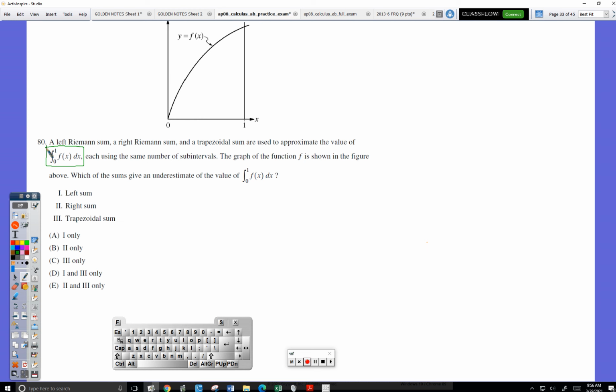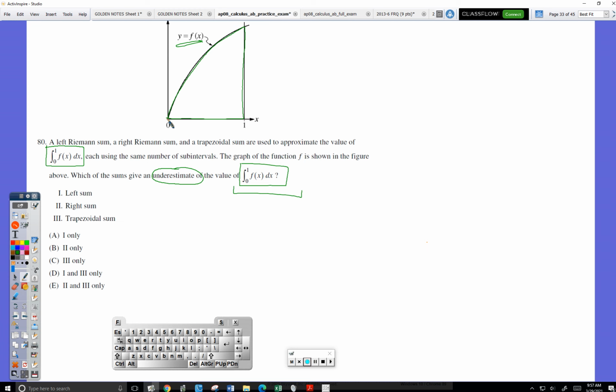I'm going slow here to make sure I don't mix up anything. Which of the sums gives an underestimate? I read slow. Underestimate of this integral. Okay, if you could calculate the integral perfectly, the integral would calculate a number that would correspond perfectly to that green area. Questions?